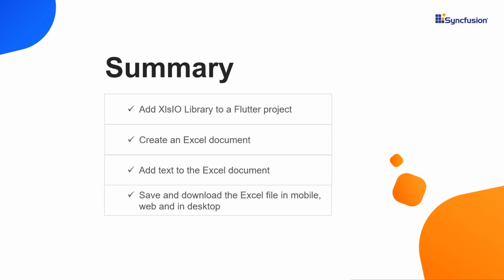That's it. Let me summarize the main points we covered in this video. You saw how to add the Syncfusion Flutter Excel library to a Flutter project. You learned how to create an Excel file and add text to it. And you learned how to save the Excel file on mobile, web, and Windows platforms.